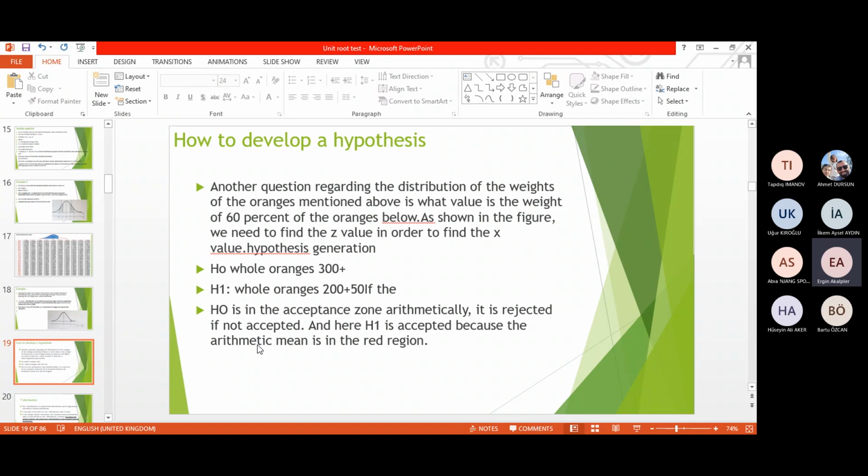As shown in the figure, we need to find the z value in order to find the x value. Hypothesis generation. H0, the null, the whole oranges is supposed to be 300 plus, and H1, the alternative, the whole oranges is supposed to be 200 plus 50 for the given example. If H0 is in the acceptance zone, it is accepted; if not, it is rejected. And here, H1 is accepted because the arithmetic mean is in the red region, which means we are rejecting it. Sorry. Okay.